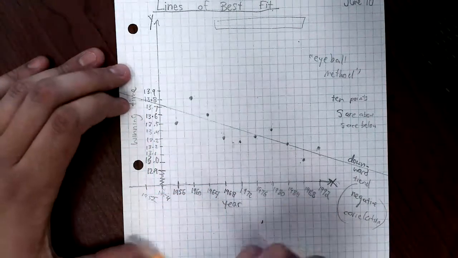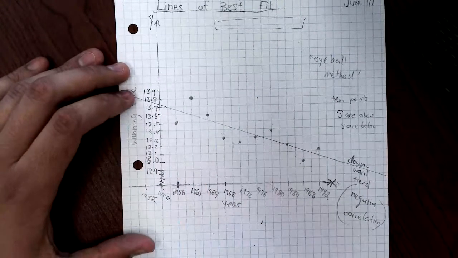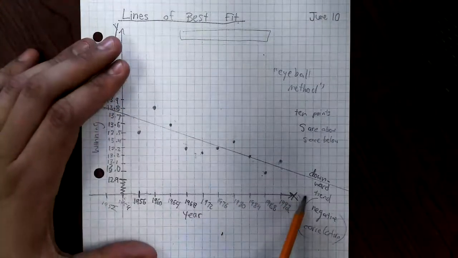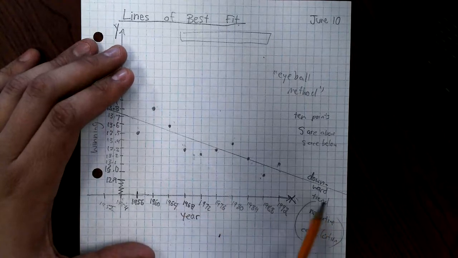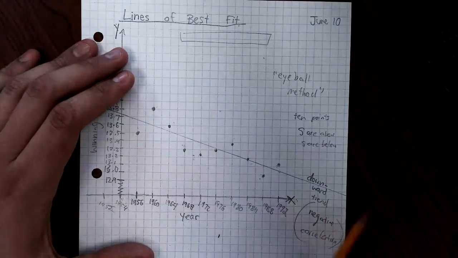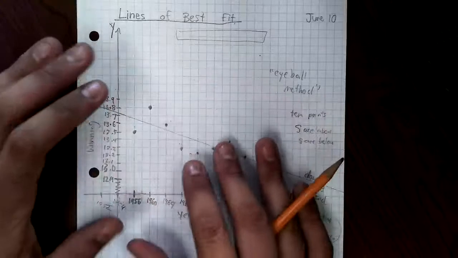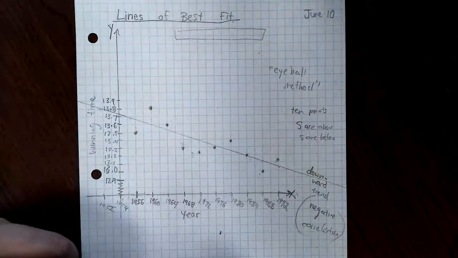But do I know that for sure? No. If I wanted to guess the winning time in 2000s, I can continue my line this way and see how far down it goes. So maybe when you're doing this on your own, start this a little bit smaller and go from there.